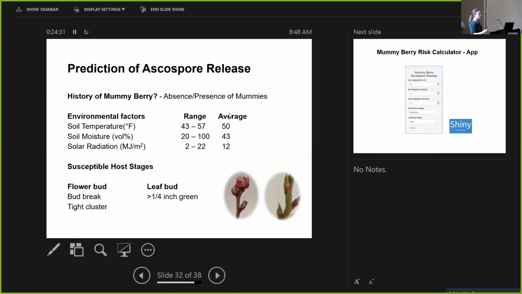The information we found so far that can be used for prediction is, well, you need to know if you have a history of mummyberry in your own field or in neighboring fields. The second factor would be the environmental factors. So monitor those three factors and see when they reach these thresholds, and the susceptible host stages. The infection can only happen when these three factors are present.